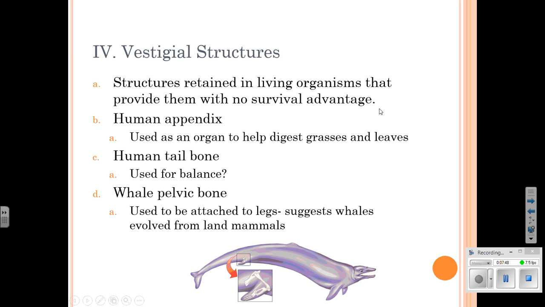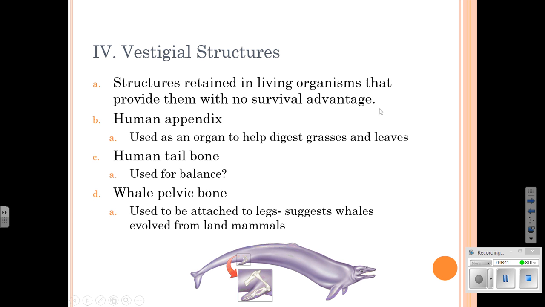The fourth proof that evolution's occurring is called a vestigial structure. What these are is they once had an important reason for existing, but today there's really no survival advantage. So these are structures that are kind of going away in terms of evolution. Some of the best examples I can give you are on the human body. First one being the appendix on the human.